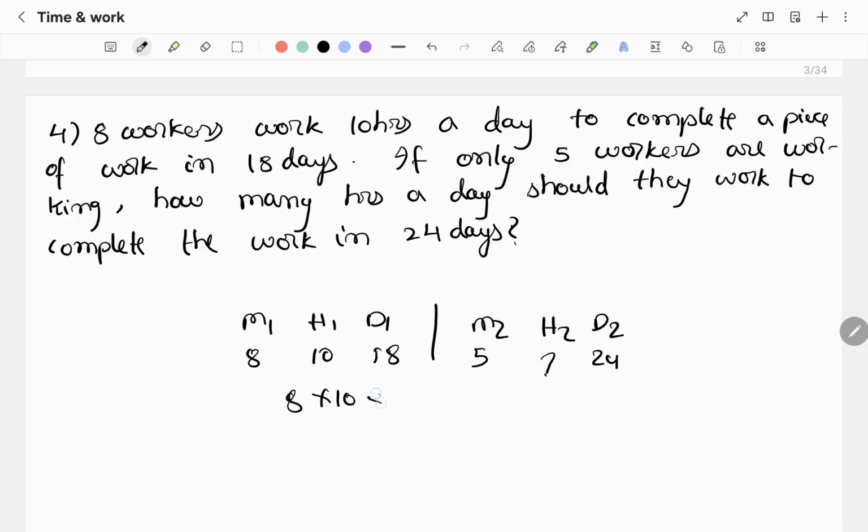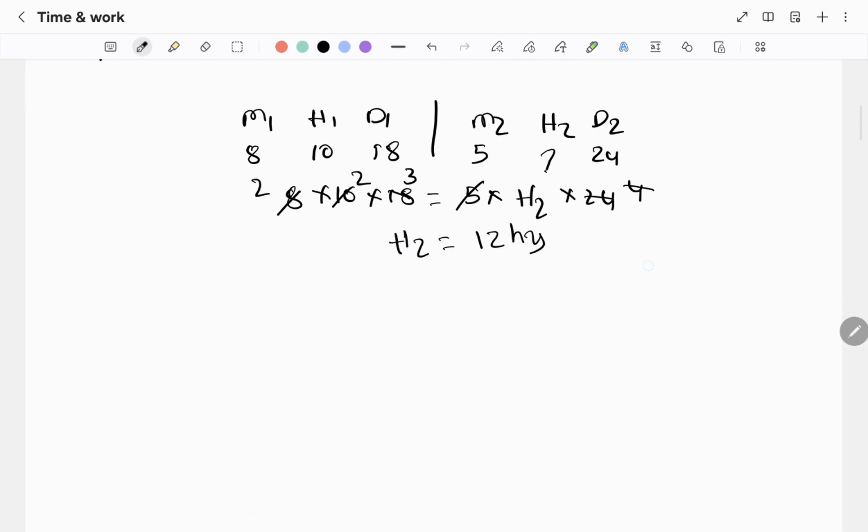8 into 10 into 18 is equal to 5 into H2 into 24. So now 6 fours, 6 threes, 5 ones, 5 twos. And 4 ones, 4 twos. H2 is equal to 12 hours. 12 hours. Next.